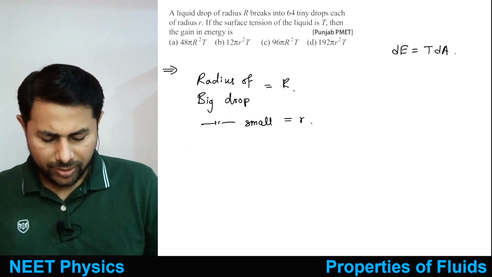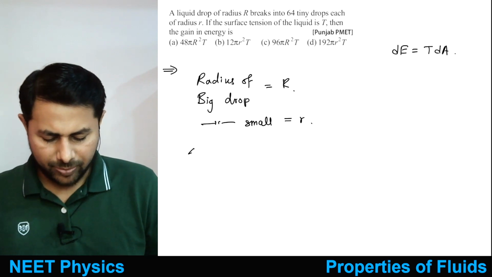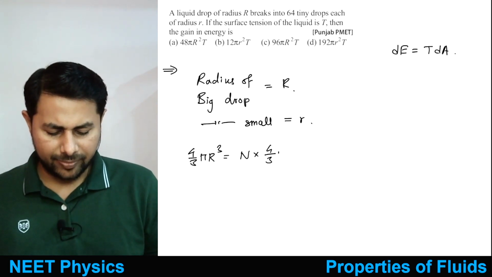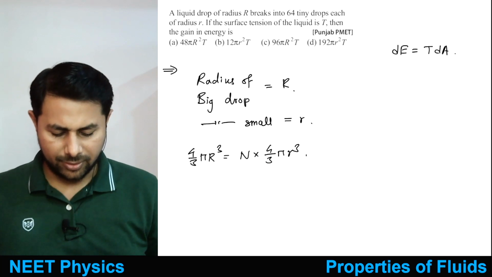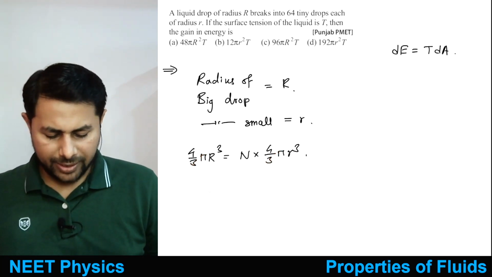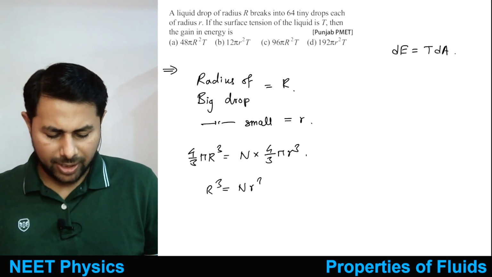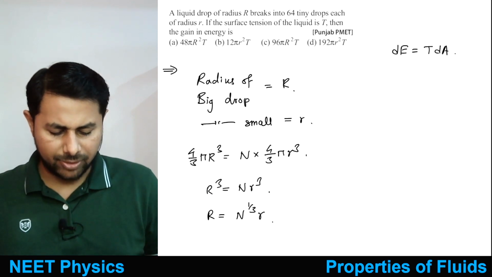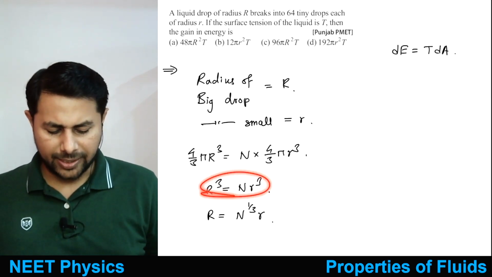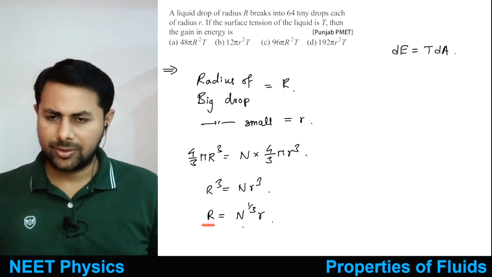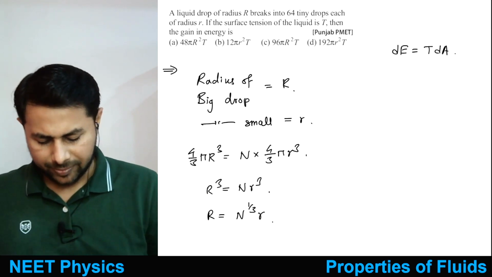So we can say volume of big drop is 4 by 3 pi R cube, and let's calculate it for the general case. It's equal to n times 4 by 3 pi small r cube. 4 by 3 pi gets cancelled out, and therefore you get R cube is equal to n times small r cube. Therefore R is equal to n raised to 1 by 3 times r, taking cube root on both sides. So I think we had calculated this earlier, right? So R is equal to n raised to 1 by 3 times small r.